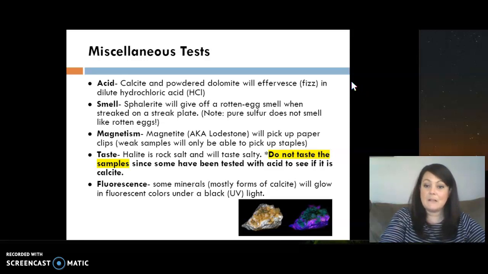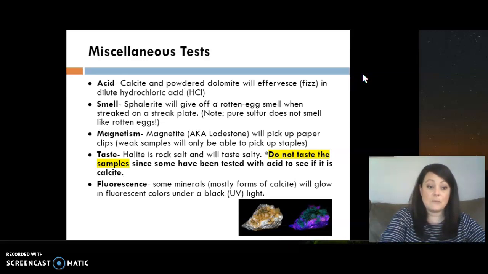Some of them have a smell. Sphalerite will give off a rotten egg smell when streaked on the streak plate. Note, pure sulfur doesn't smell like rotten eggs. It does have a little bit of a smell, but it doesn't smell like a rotten egg. Magnetism. Magnetite, when it's in lodestone form, will actually pick up paper clips.